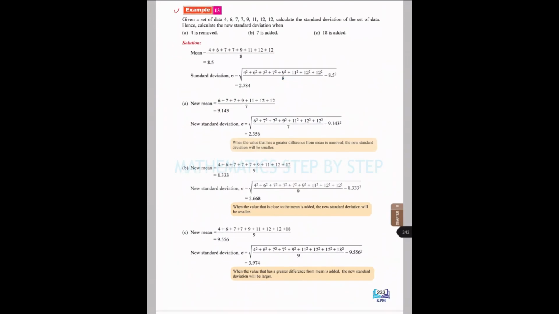So now let's go through this example 13 together. Given a set of data 4, 6, 7, 7, 9, 11, 12, 12, calculate the standard deviation of the set of data. So again, we'll find the mean first. We'll add up all these, then divide by 8, because now there are 8 of them, okay? So the mean 8.5. So now we'll calculate the standard deviation and we'll apply the formula for standard deviation, okay? So we sum up the square of each of them, then divide by 8 and minus the mean square, okay? Then square root of it is the standard deviation, okay? So 2.784.